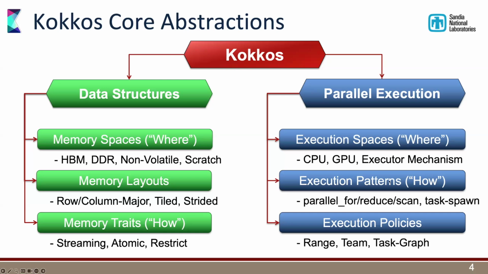And then you have your execution patterns. This is saying how, what kind of parallel computation you are doing. The main ones are parallel for, which is data parallel, just do work over my entire array, and parallel reduce, where you need to reduce down, or scan. Then you have your execution policy, which says what range you want to go over, what teams you want to work in, or whether you are passing in a task graph.